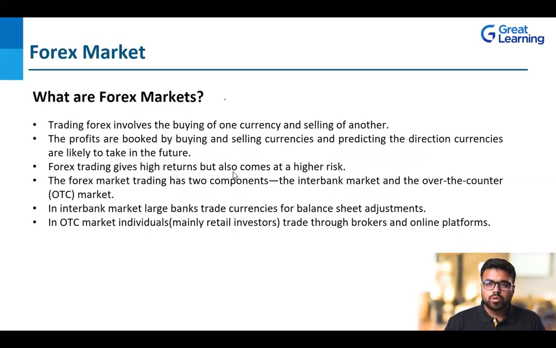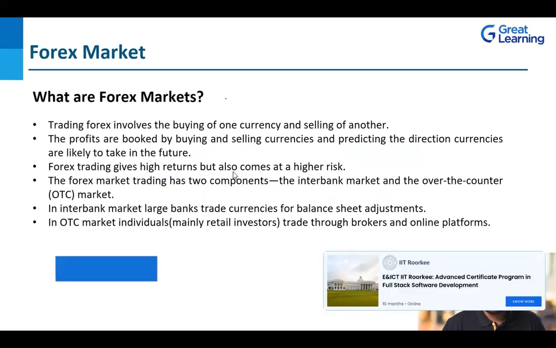So next we'll talk about what exactly the forex market is. The forex market stands basically for trading of currencies, right? We always see in the news that $1 is equal to so many rupees. The dollar has taken a dive. The dollar has increased against INR, Indian rupees. So all these things, how do they come to know what fluctuations are happening? That is all done through the forex market.